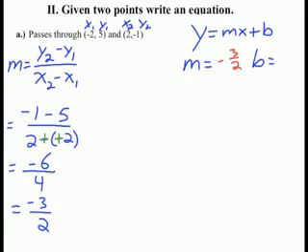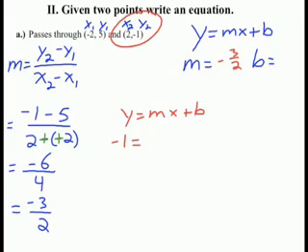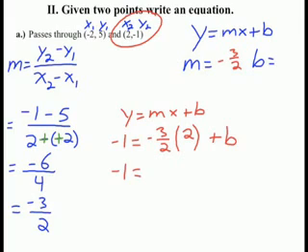Now that we found the slope, we can use the slope, and we must pick one point to substitute into y equals mx plus b to find the y-intercept, the b. So I will pick (2, -1). It does not matter which point you pick, but I'm picking (2, -1). So y is negative 1 equals the m is negative 3 halves, and the x is 2 plus b. So now solve for b.